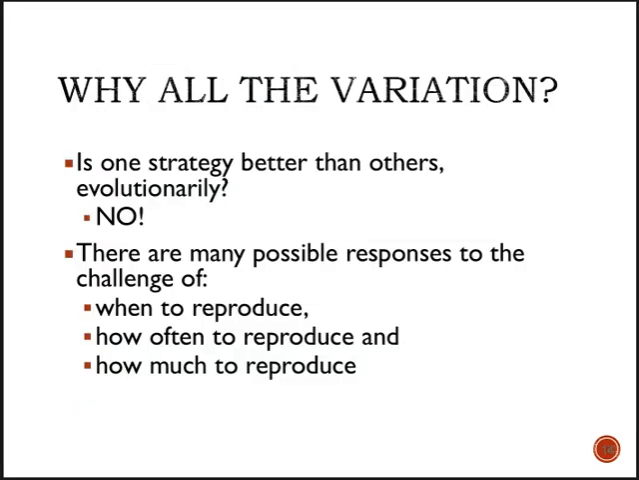So why does all this variation exist out there? Is there any one strategy that's better than another strategy when it comes to evolutionary outcomes? And the answer is absolutely not. There's lots of possible responses to all these challenges that species face. Like how are you going to respond if you've got a lot of predation? How are you going to respond about when to reproduce, or how often to reproduce, or how many babies to have? So it turns out that it depends on lots and lots of things. And I'm going to start going through these strategies with you a little bit.